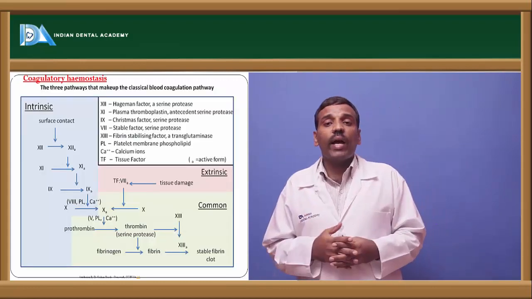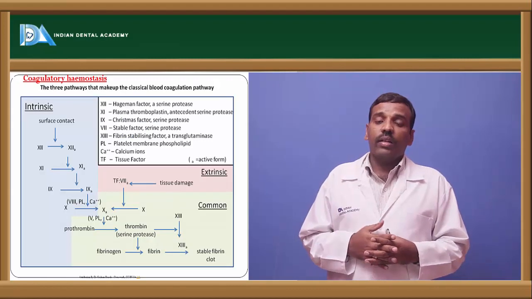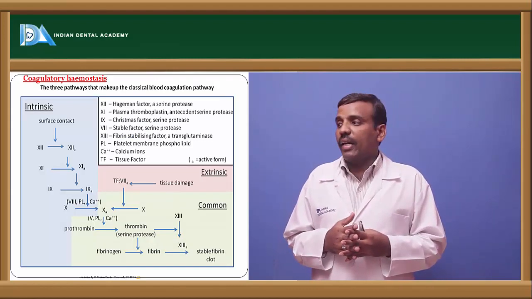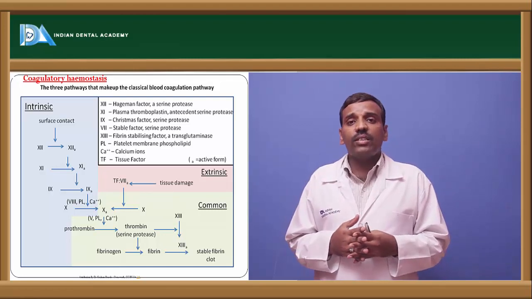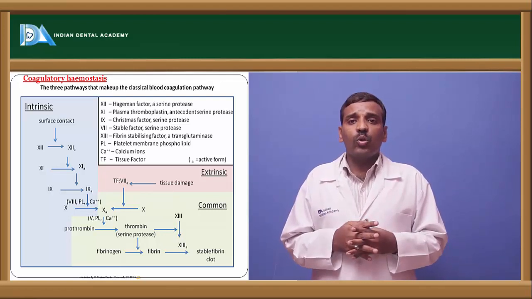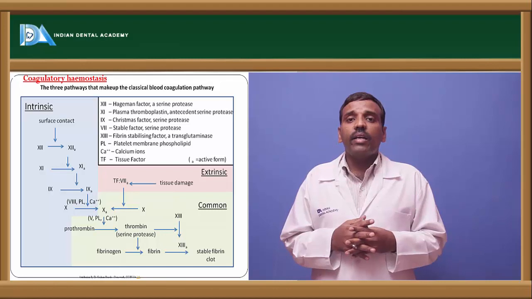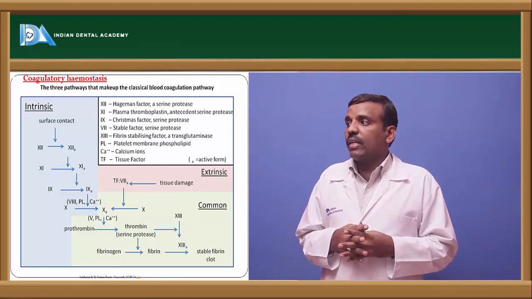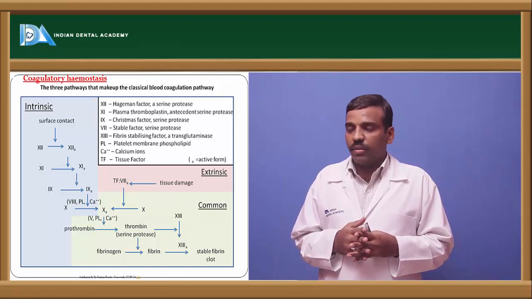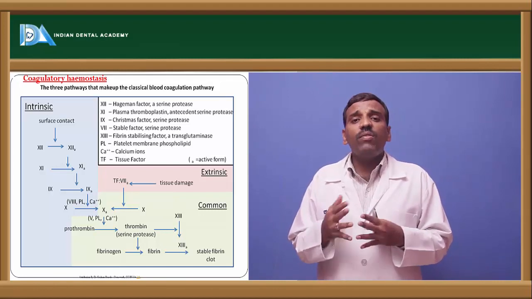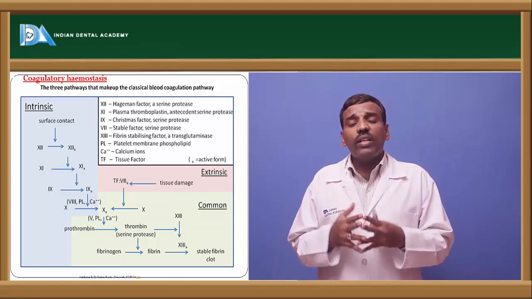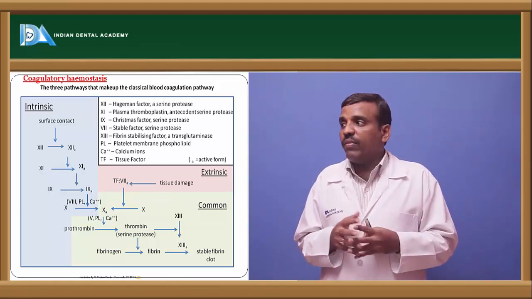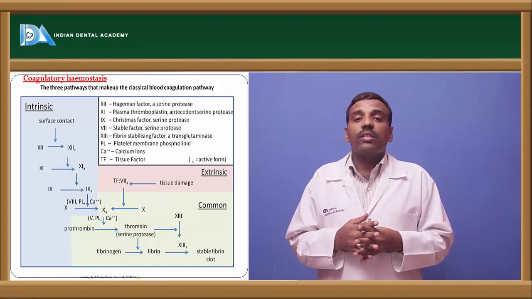And the coagulation, the third stage, is divided into 2 types: the intrinsic pathway and the extrinsic pathway. In the intrinsic pathway, when an injury occurs, there is immediate activation of factor number 12, the Hageman factor. Activation of this 12th factor activates the 11th factor, which is plasma thromboplastin.